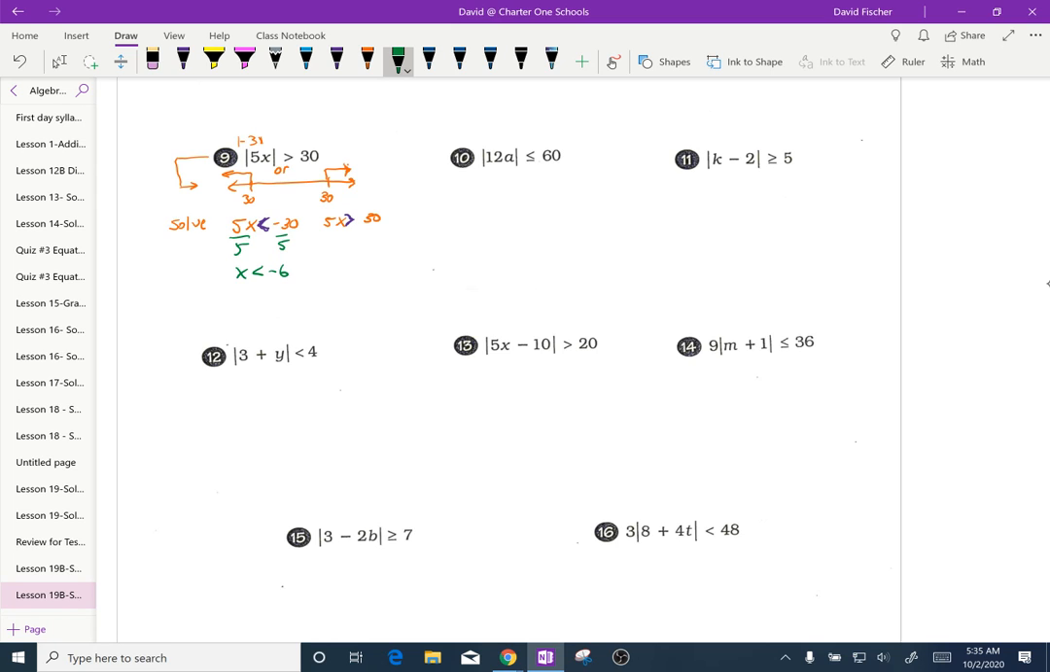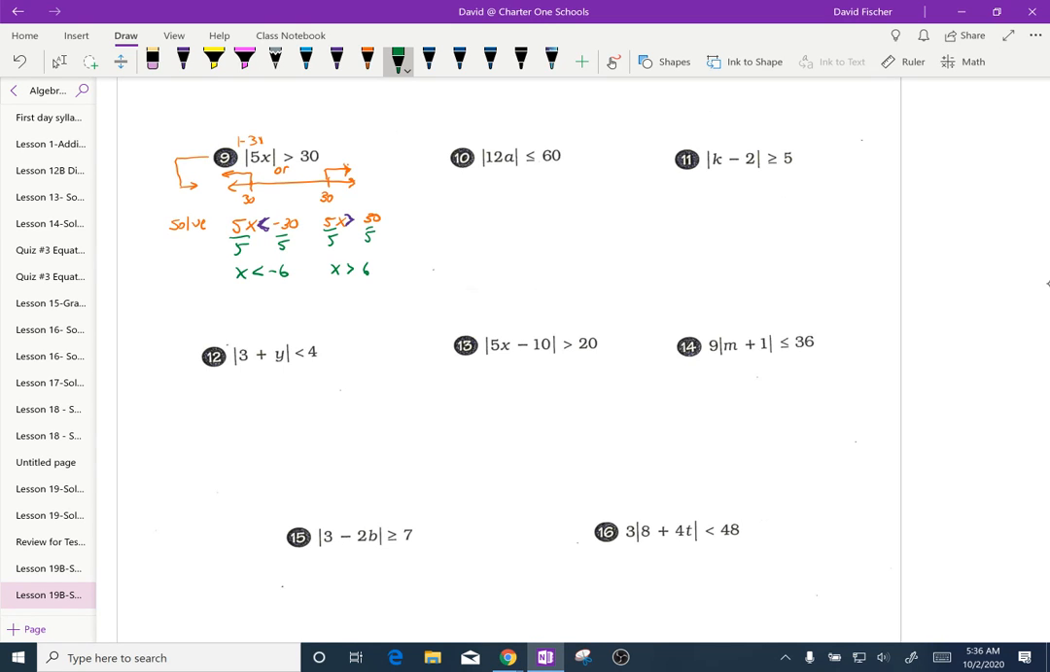Negative divided by positive is a negative. And then over here I got divide by 5, divide by 5. I got x is greater than 6. Now it just worked out that this is a negative and a positive 6, but those numbers, as you know, are not always the same.